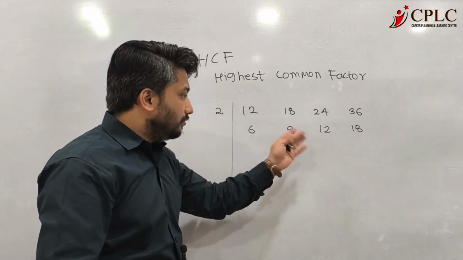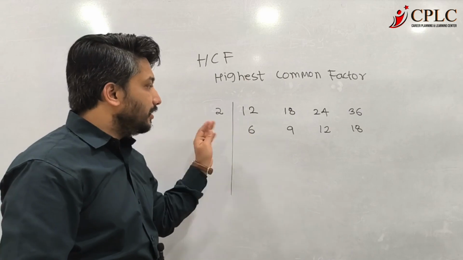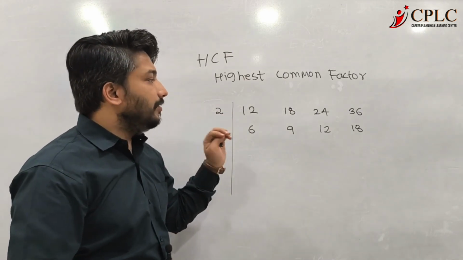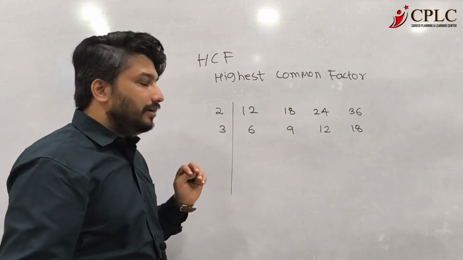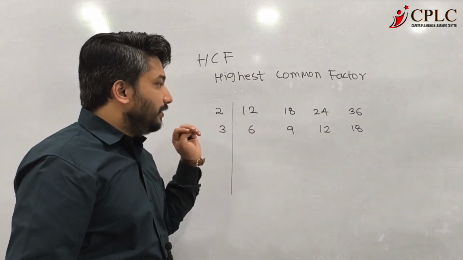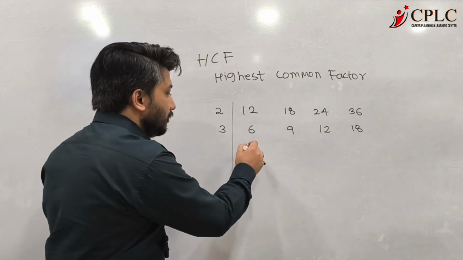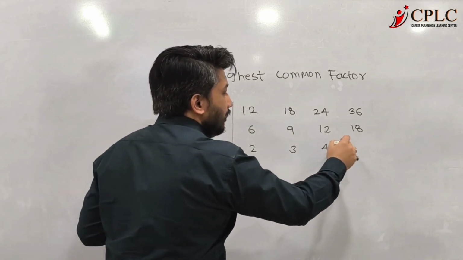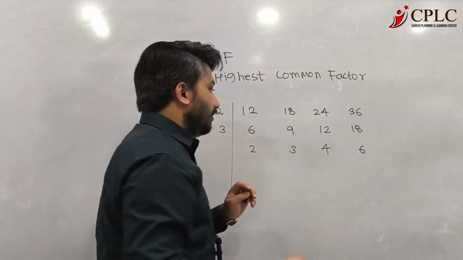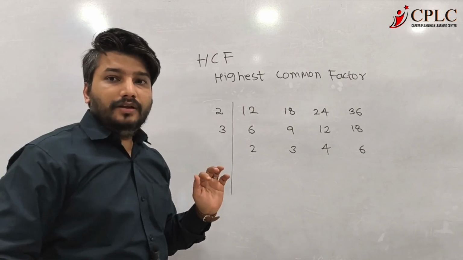Again, if you understand properly, you will say that all these numbers will be divided completely by 3, for example. So we can divide them by 3 again. So when we divide them by 3, 3 twos are 6, 3 threes are 9, 3 fours are 12, 3 sixes are 18. This is what we are left with.